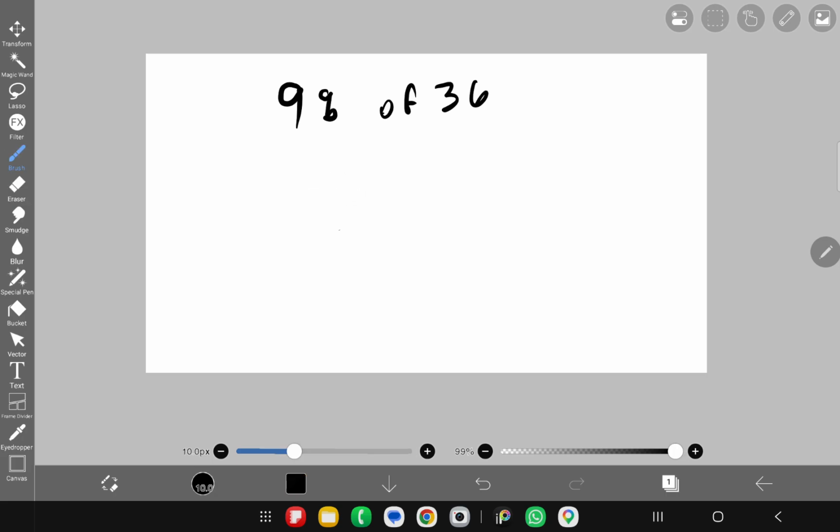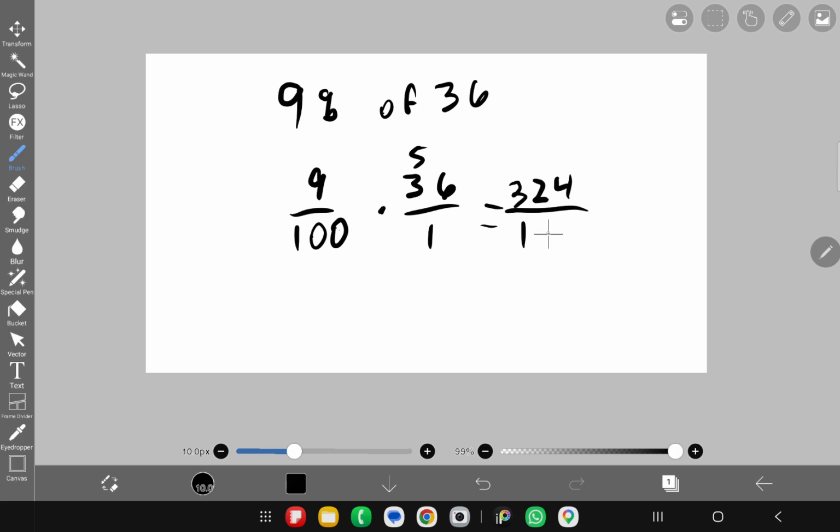9% of 36 is also 9 over 100 times 36 over 1. Well, we know that 6 times 9 is 54. 9 times 3 is 27, plus 5 is 32 over 100.